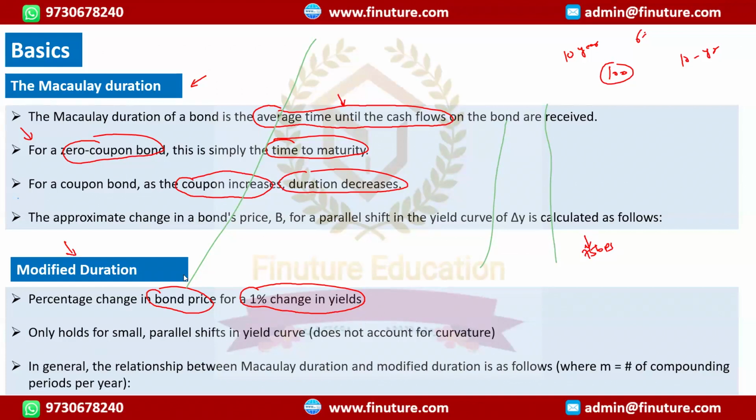So these were the key topics. Any doubts on this before I go ahead? Macaulay duration is just a weighted average time, so the unit of Macaulay duration is time. And modified duration, you can say, is a percentage: what is the percentage change in your bond price when there is a change in yield by 1%?